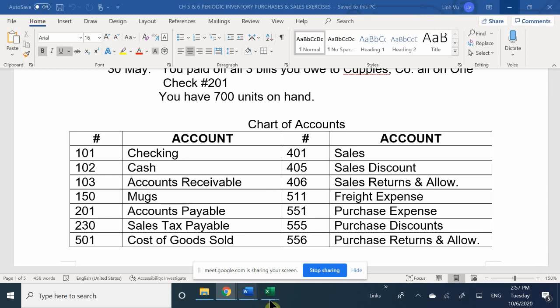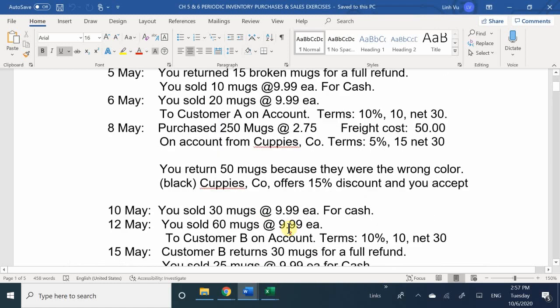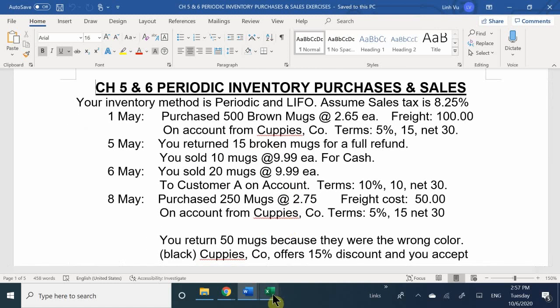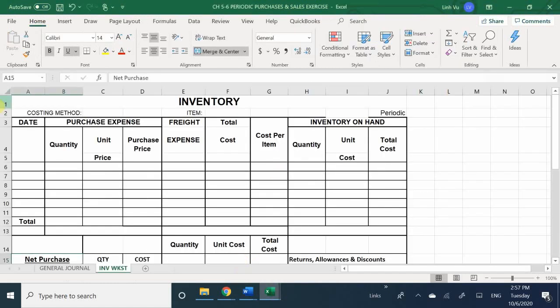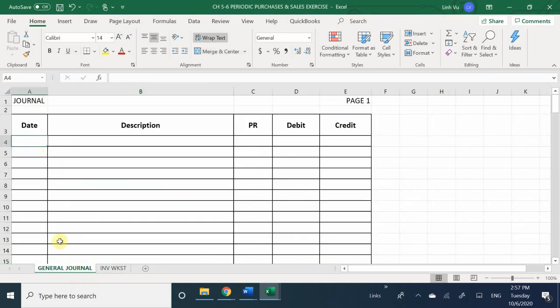So what has happened? On 5/1, we had a purchase expense. Yes, we did. So journal first. On May 1st, we had a purchases. So what is my foundation going to be? What am I incurring? Well, it's inventory. Yes, but what kind of inventory?